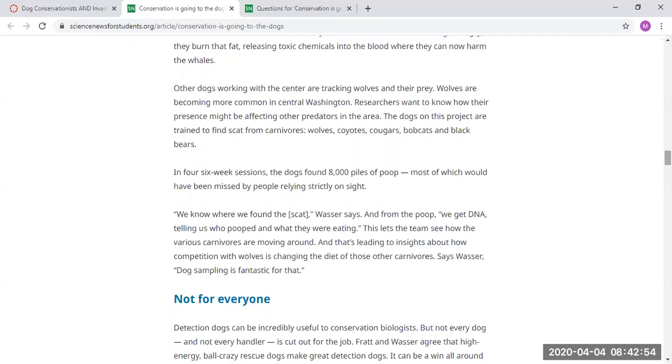In 4 6-week sessions, the dog found 8,000 piles of poop, most of which would have been missed by people relying strictly on sight. We know where we found the scat, Wasser says, and from the poop we get DNA telling us who pooped and what they were eating. This lets the team see how the various carnivores are moving around, and that's leading to insights about how competition with wolves is changing the diet of those other carnivores, says Wasser. Dog sampling is fantastic for that.